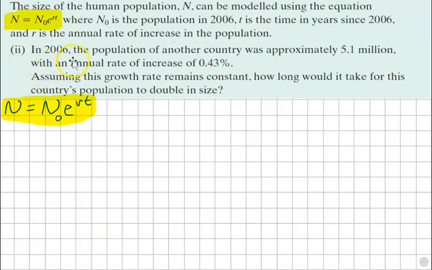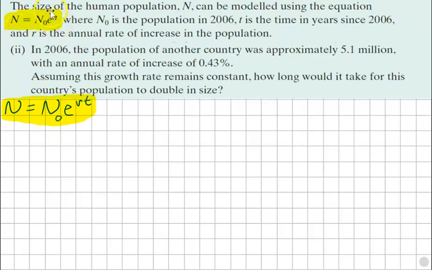Part 2. In 2006, the population of another country was approximately 5.1 million, with the annual rate of increase of 0.43%. Assuming this growth rate remains constant, how long would it take for this country's population to double in size? Double is really important here. We're going to use that in the question. So double is extremely important here.